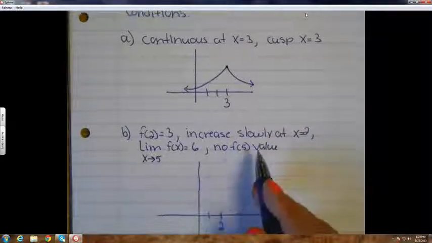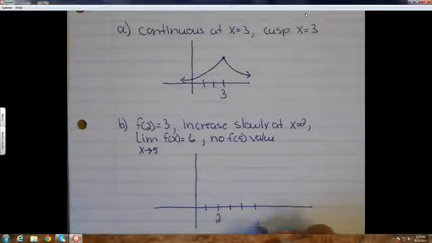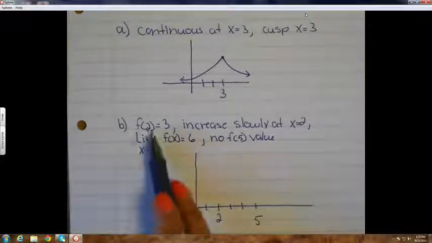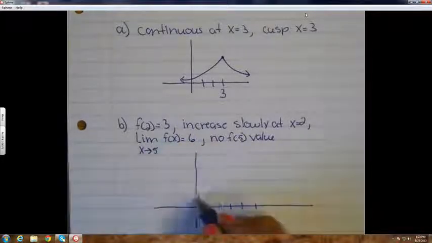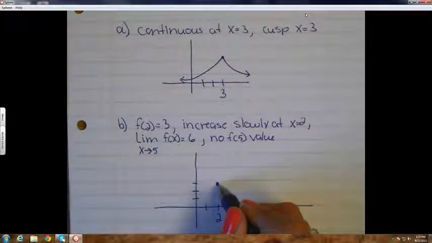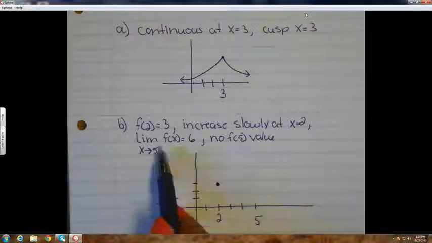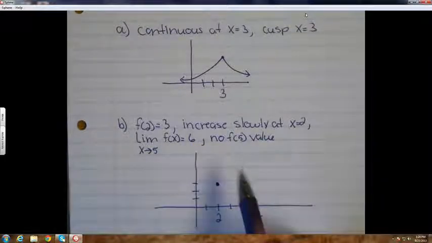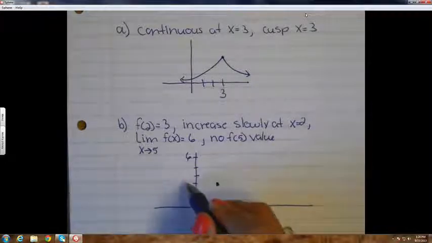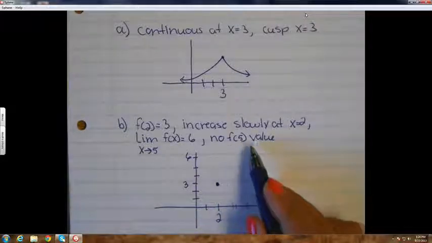So 1, 2, 3, 4, 5. Okay. First of all, I know that I have to have a point at 2, 3. Put that there. And out at 5, the limit has to be up at 6. I'm going to get up to 6. But I cannot have a point at f of 5.